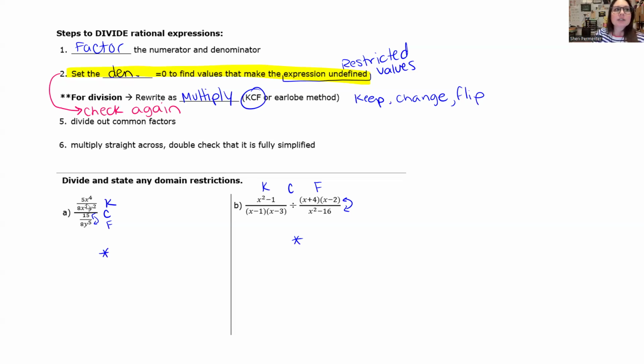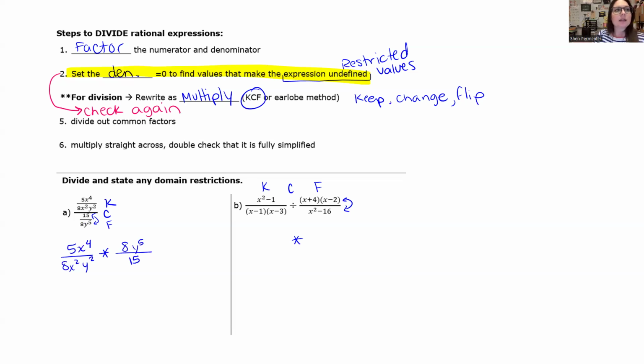And so here, first, I'm going to write it out. I'm going to change so that I have the first fraction just the way we see it. And then my second fraction, I'm going to flip it. So I keep the top fraction the same. I change the operation from divide to multiply. I'm going to flip the second fraction. Keep, change, flip. Once you keep, change, flip, you can check for restricted values.